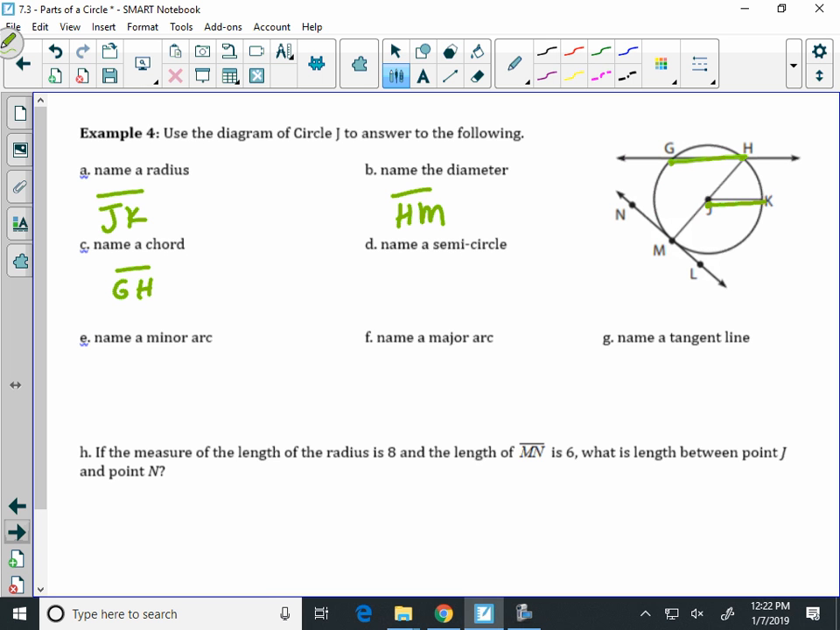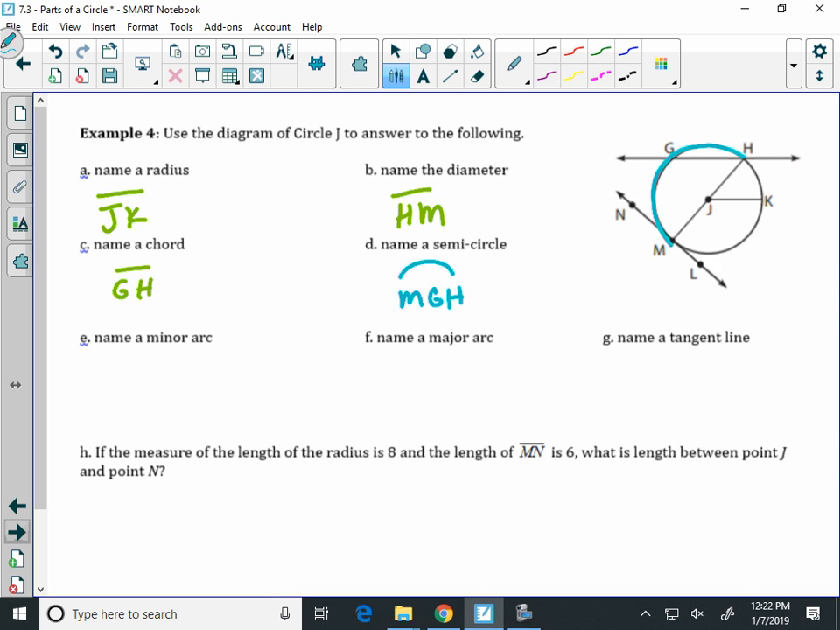Who can name me a semicircle? And remember, how many points do we use to name a semicircle? 3. Who can name me a semicircle? MGH. Very good. M to G to H. That is a semicircle, and we make it arc M, G, H. And more than one right answer, that's just one.